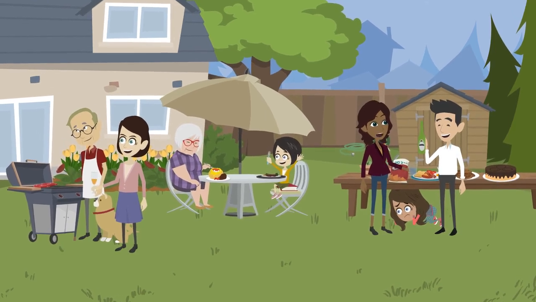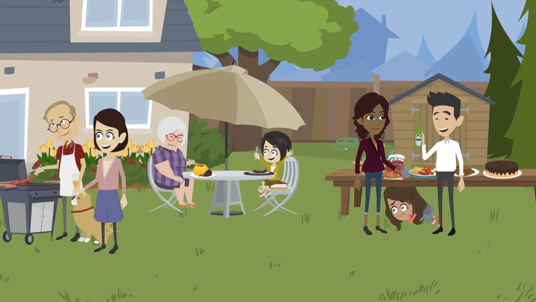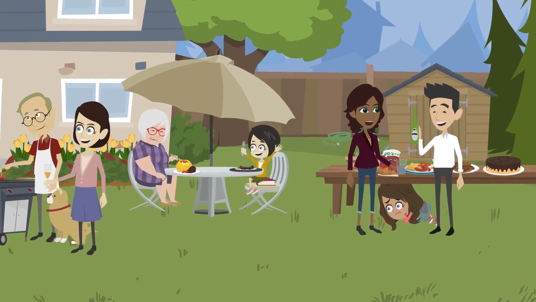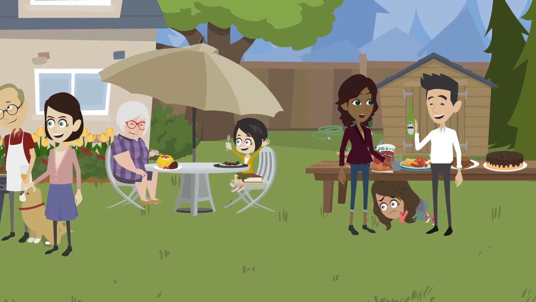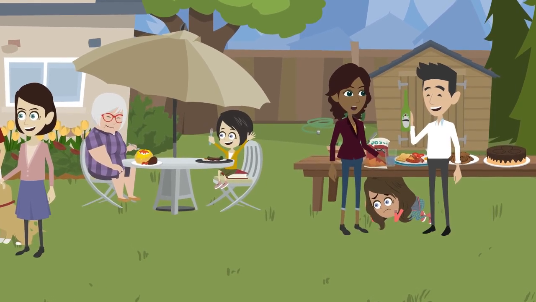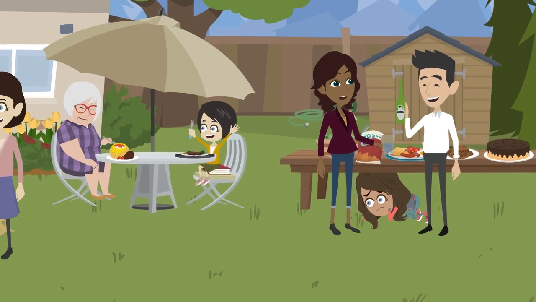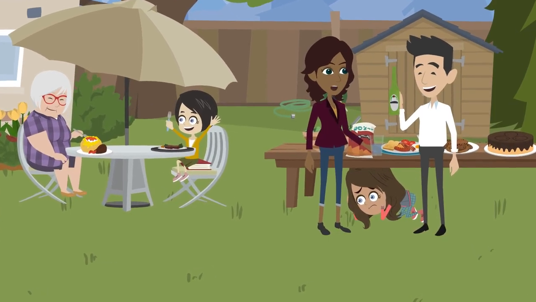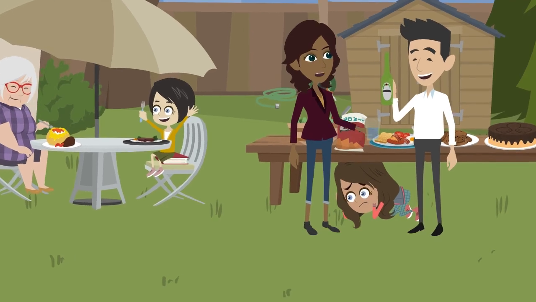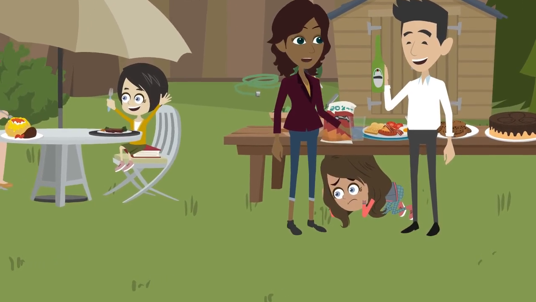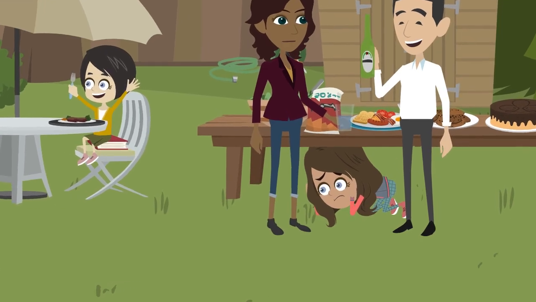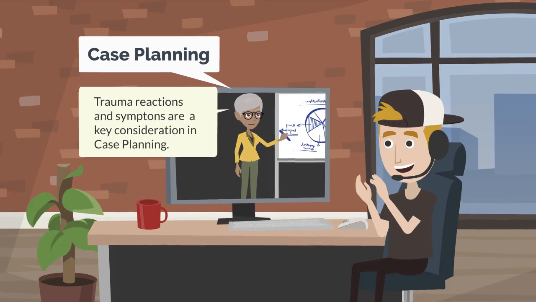Not everyone experiences trauma in the same way. Some people are very resilient and show little to no trauma symptoms. Others may have chronic and severe reactions, such as PTSD. Trauma symptoms may be manifested as emotional, physical, or behavioral conditions.